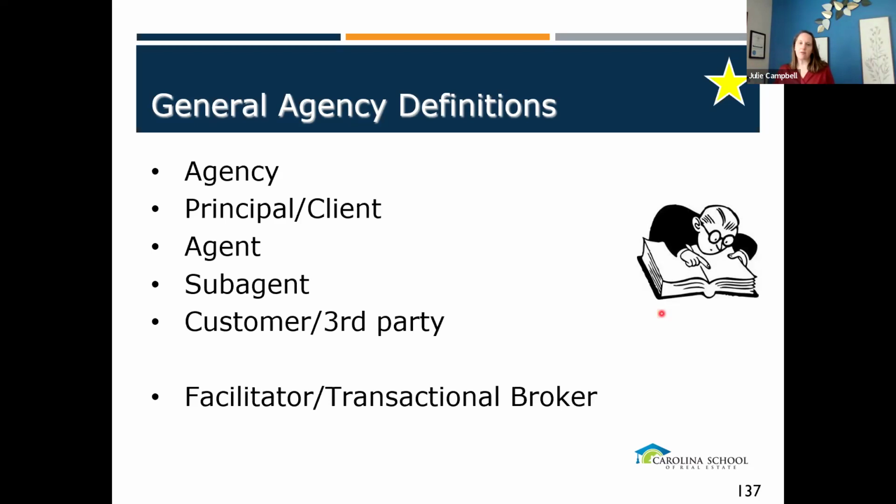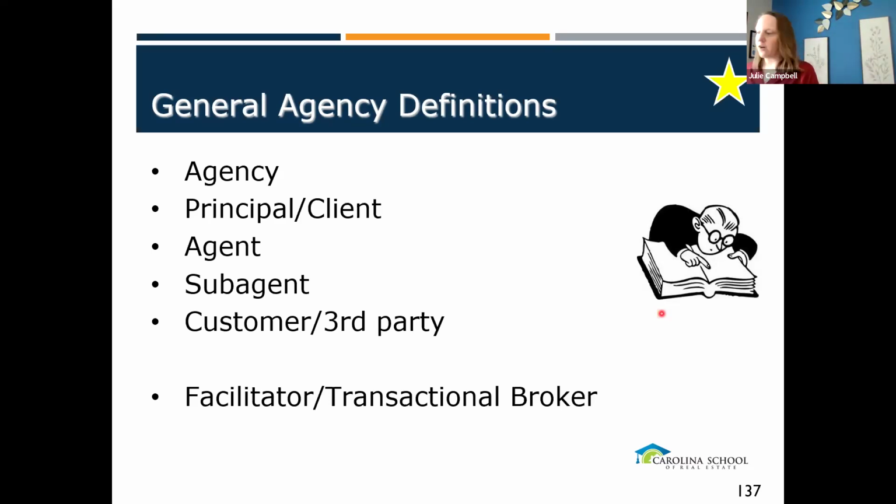The customer or the third party is the one in the transaction that didn't hire me. They didn't enter into an agency agreement with me. They didn't form that agency relationship. I can take my entire market and put all consumers in two buckets. Either you're my client or you're my customer. Either you hire me or you didn't. We're going to look more about that in just a second.